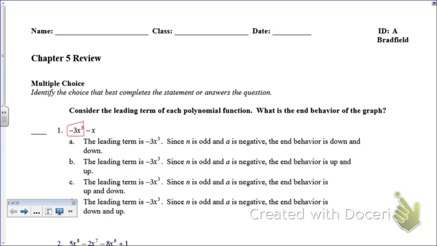When we have an odd function, or an odd leading term, the exponent is an odd number. Then one end is going to go up and one is going to go down. And when the first coefficient is negative, that tells me that it's going to end going down. So this is going to look like this. It goes up and then down, which is C.